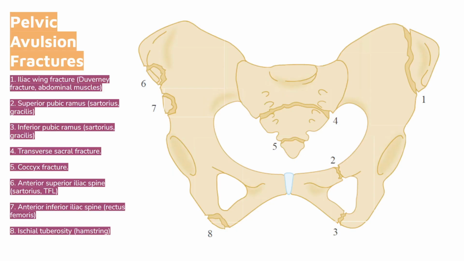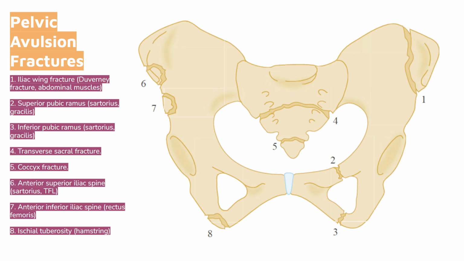Pelvic avulsion fractures here. I tried to put the muscles that can tug on these areas, right? So number one is the iliac wing. You're going to think about the abdominal muscles. Number two is the superior pubic ramus, sartorius and gracilis. Number three is the inferior pubic ramus, same thing. Four is a transverse sacral fracture.